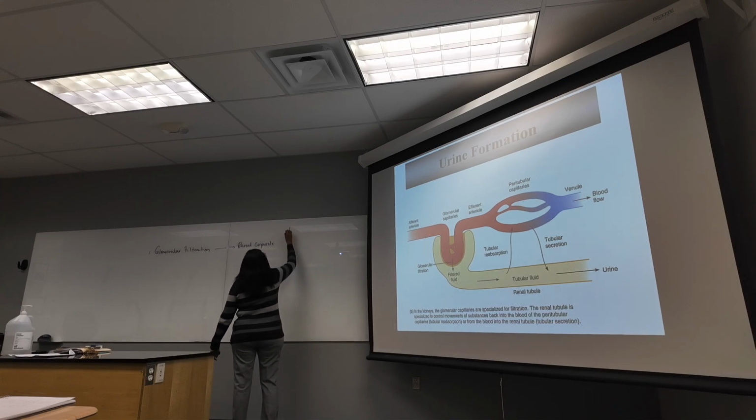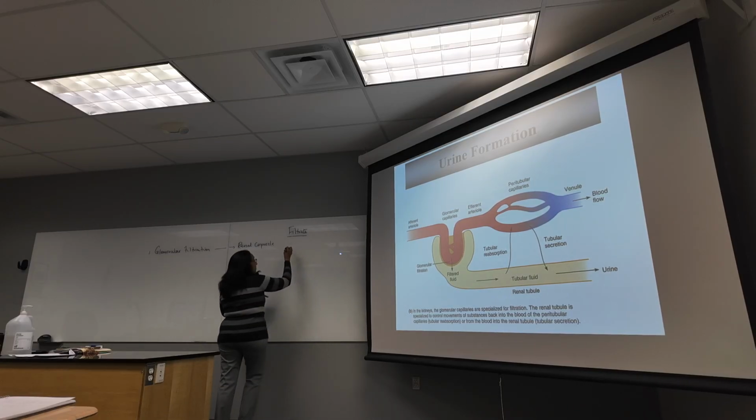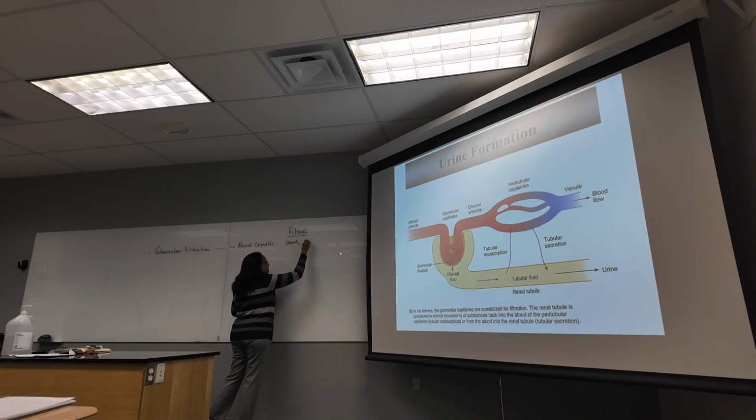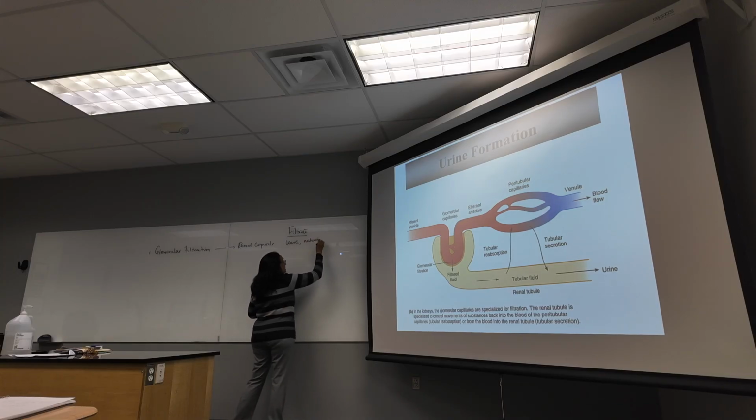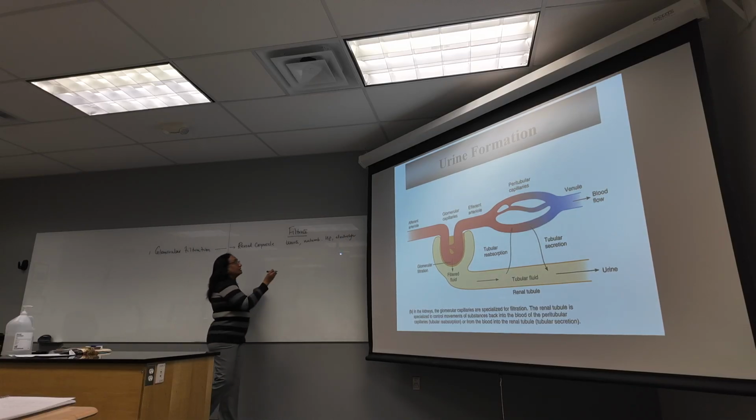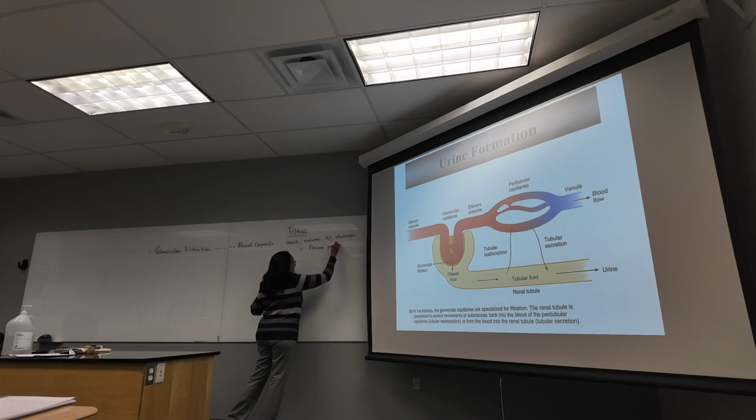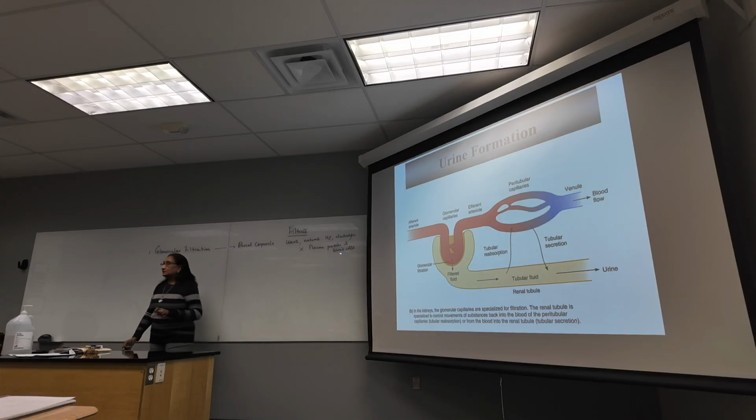So the filtrate has everything in the blood, everything similar to blood. Okay, it will have waste products, it will have nutrients, water, electrolytes. But the only thing that is not there in the filtrate is the plasma proteins and blood cells. Plasma proteins and blood cells don't get filtered out.